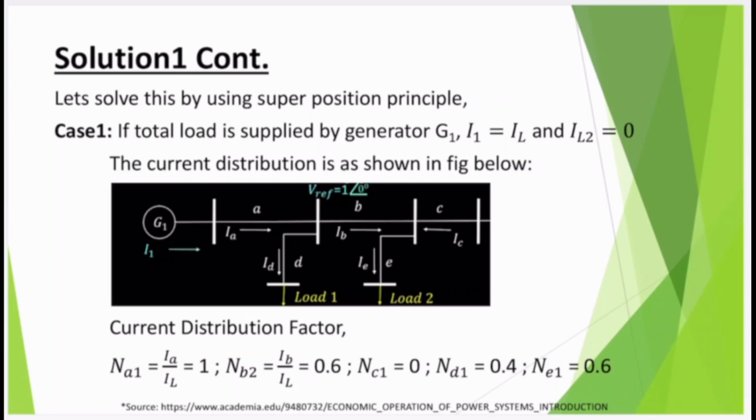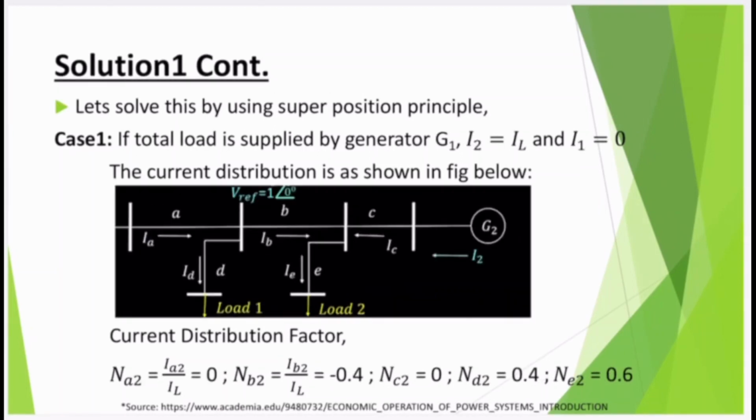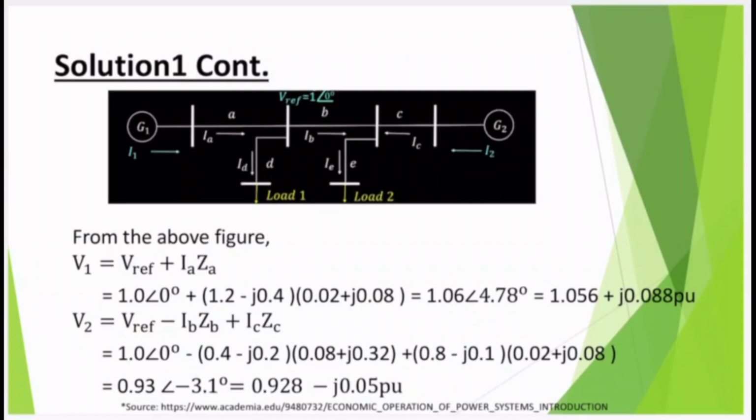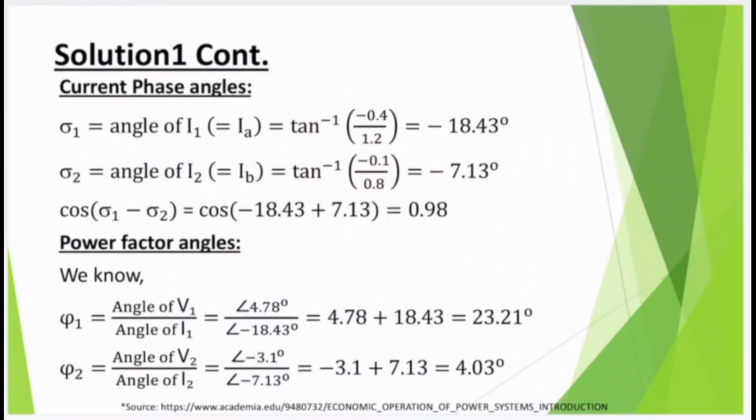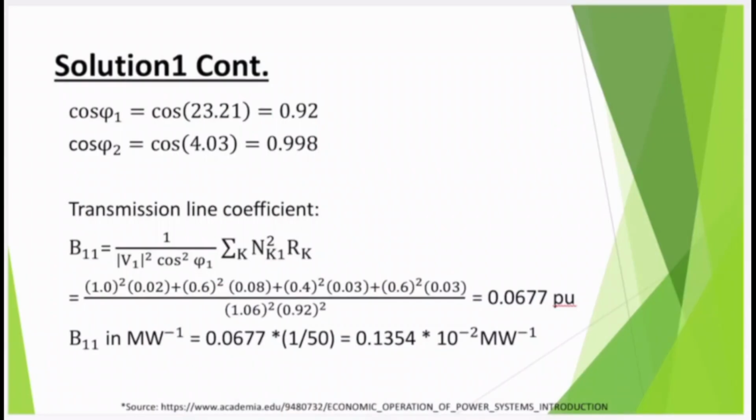If the total load is supplied only by generator 1, then my I1 will be equal to IL and IL2 will be 0. Now you can take one more example where everything is supplied by generator number 2, where I2 equals IL and I1 equals 0. And finally, you can have a combination of IG1 and IG2. So you can calculate V1 and V2, and then based on the current phase angles, you can calculate sigma 1, sigma 2, and then power factor angles like phi 1 and phi 2. Those values can be substituted in my B11, B12 and B22 expressions.